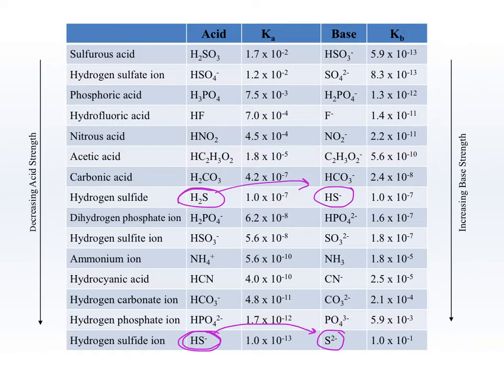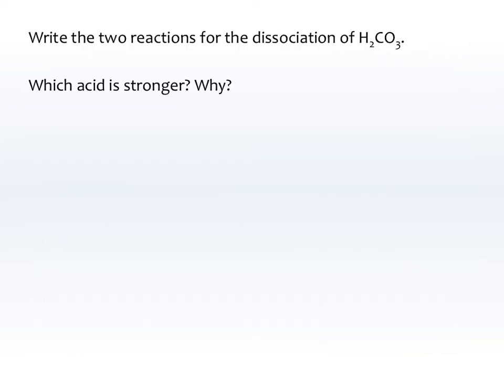Notice that there's a couple of those on here. There's an H3PO4, an H2PO4 minus, and an HPO4 minus 2. So each of these are going to lose one at a time. So let's see how this works in context with problem number 12 on your notes. This question is asking to write the two reactions for the dissociation of H2CO3 and then which acid is stronger.